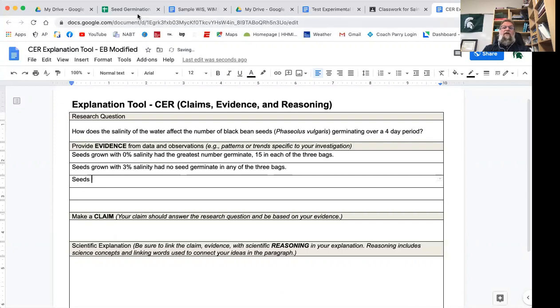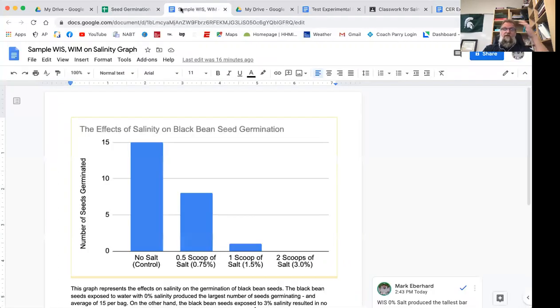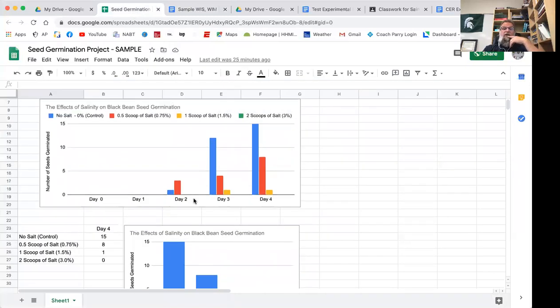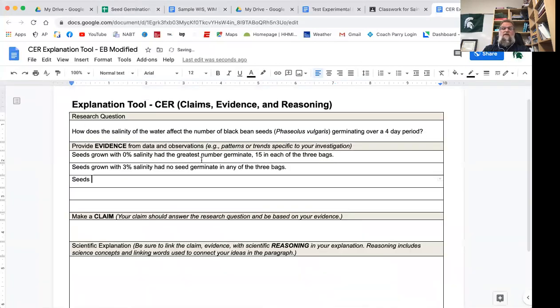Again, I know the data, but you want to go back to the data and take a look at your data. I can go back and look and see that half a scoop grew about half as well as no salt, and 1 scoop barely grew at all. So I want to also make some notes about that evidence. Okay, so I'm going to go back to my CER.